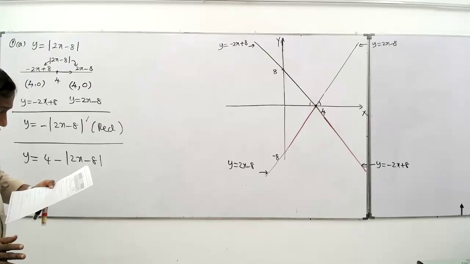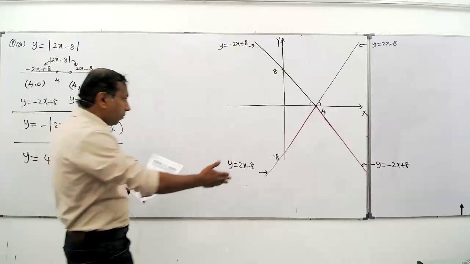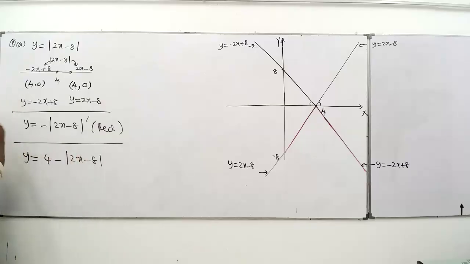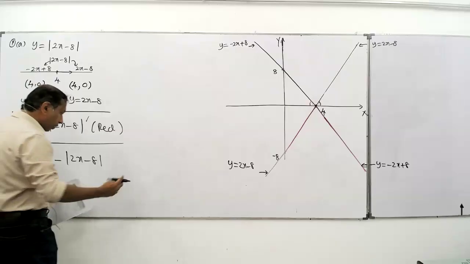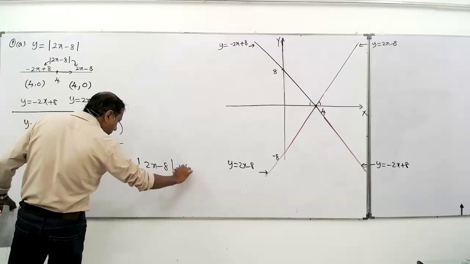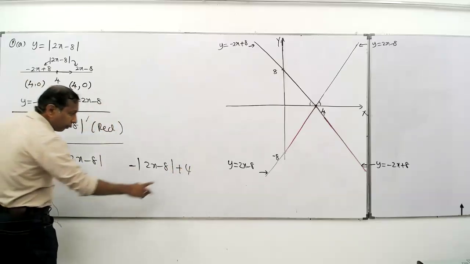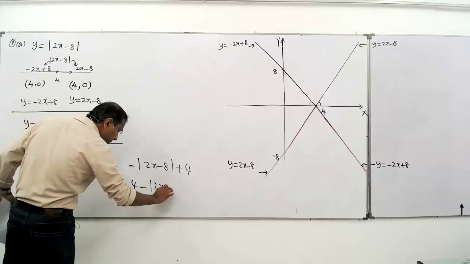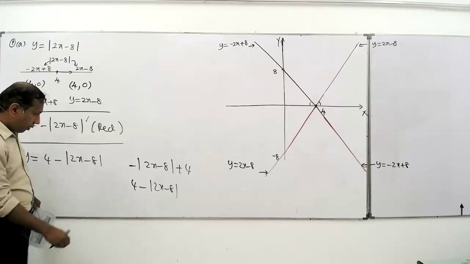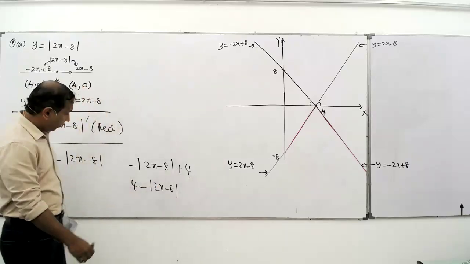Right. Asking to sketch this graph on the same diagram. The red one is this. Here, when I add 4 to this, what do you get? So minus mod 2x minus 8, we add 4. What do you get? I can write it like this, no? This one we get. Therefore, we can take this graph by adding 4 to what?